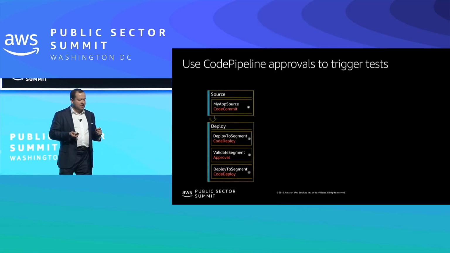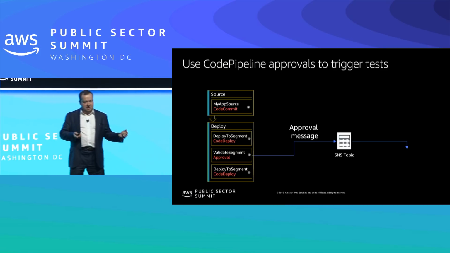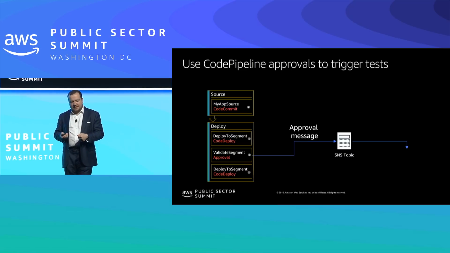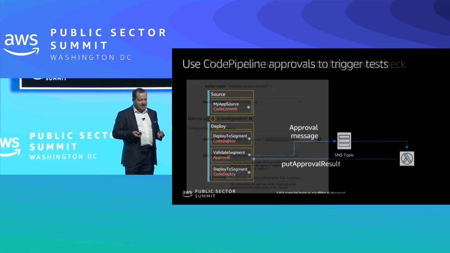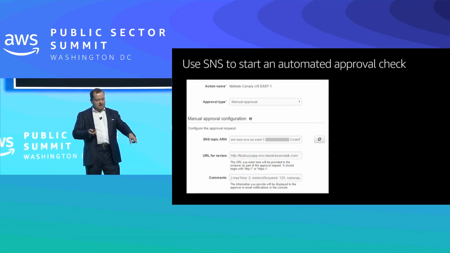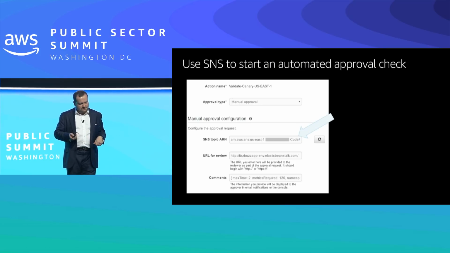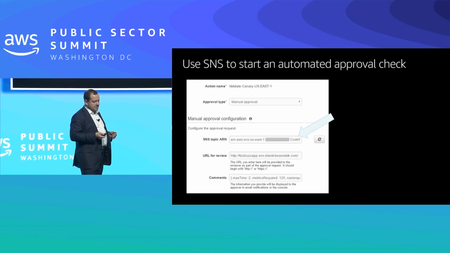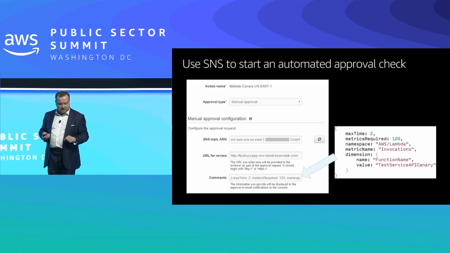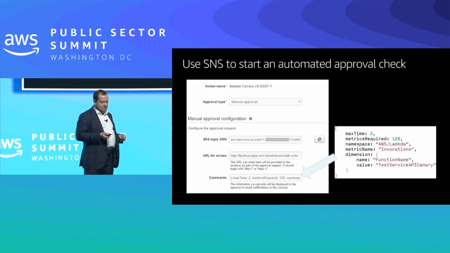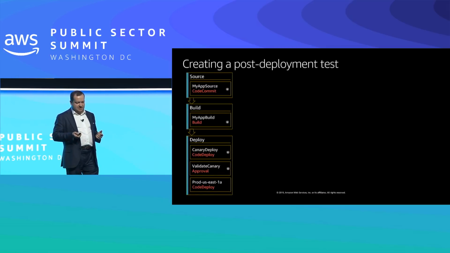So you can also use approvals to trigger tests. For example, this is typically a manual approval, but you can actually automate it. So when I get to the approval stage, that can be hooked up to an SNS topic. The SNS topic can have a Lambda function as a subscriber of it. That Lambda function can then inspect the metrics that it needs. So again, this is my configuration of my manual approval. That's my SNS topic. These are the actual metrics that I care about. And I've configured it so it wants 120 metrics basically, and it wants the maximum time of those metrics to be 2 seconds.